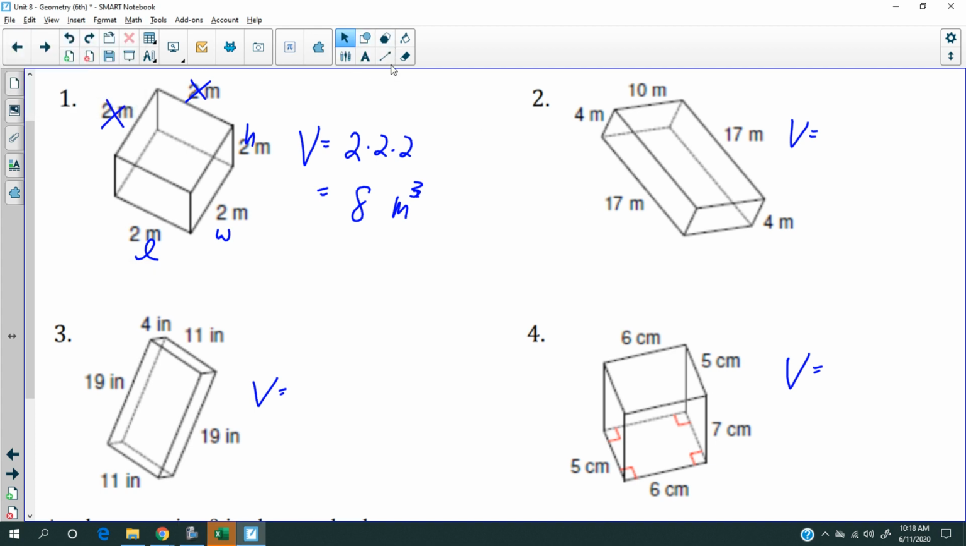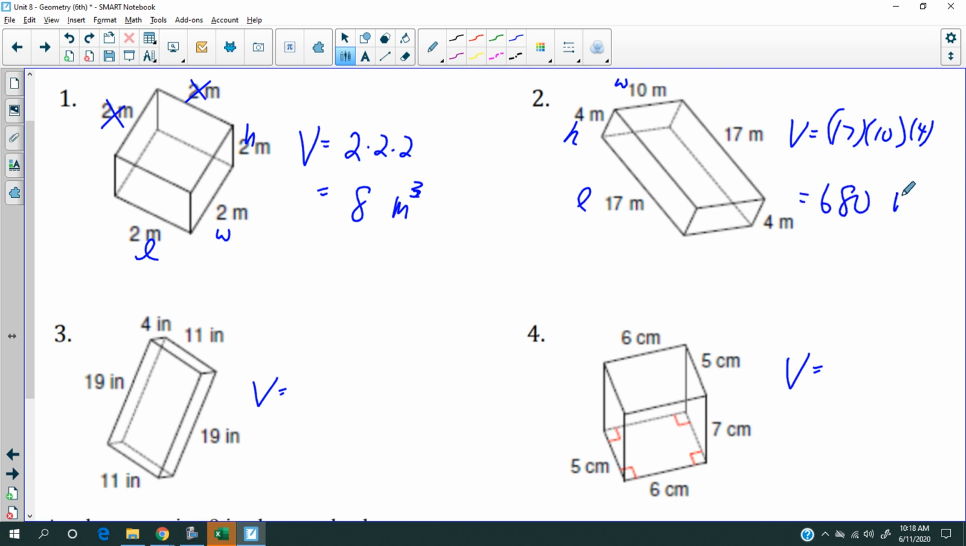Let's see, that's the length. That's the width, and the height is 4. So that's 17 times 4 times 10. So that's 17 times 10 times 4, 40 times 17, or 170 times 4, which is 680. 680 meters cubed. Ah man, I might have to edit the video to show you that.